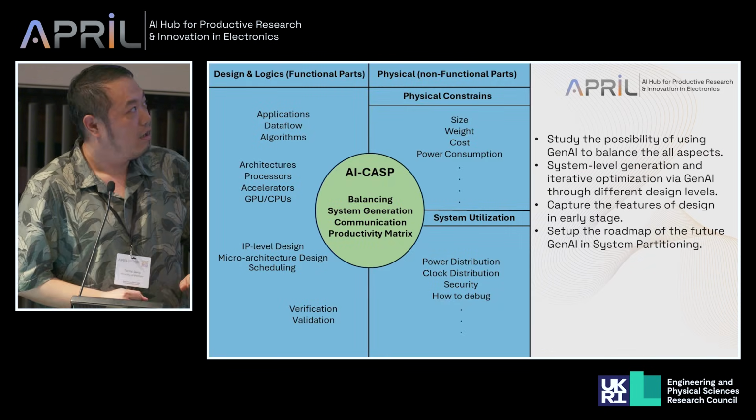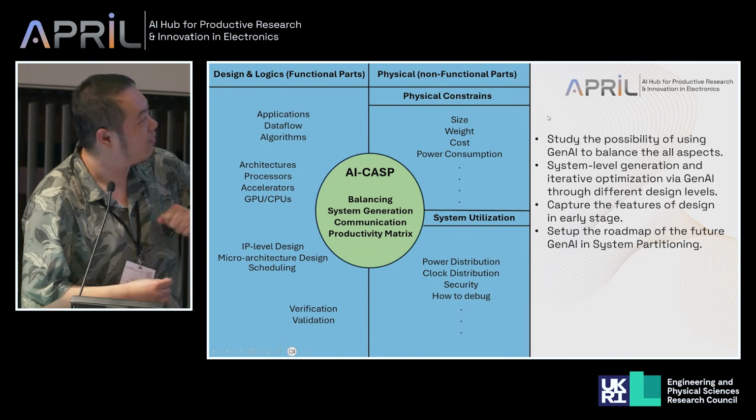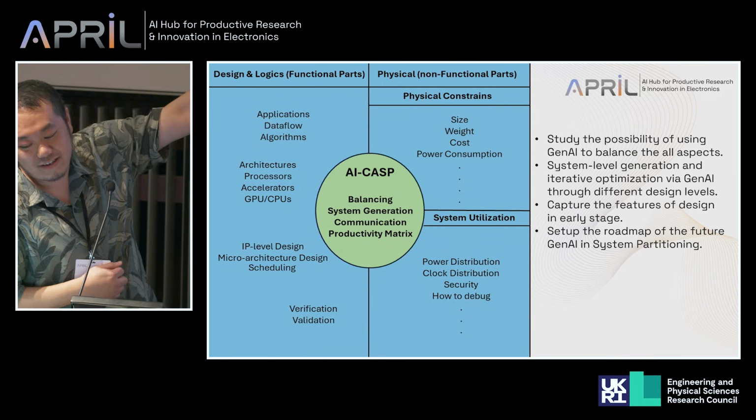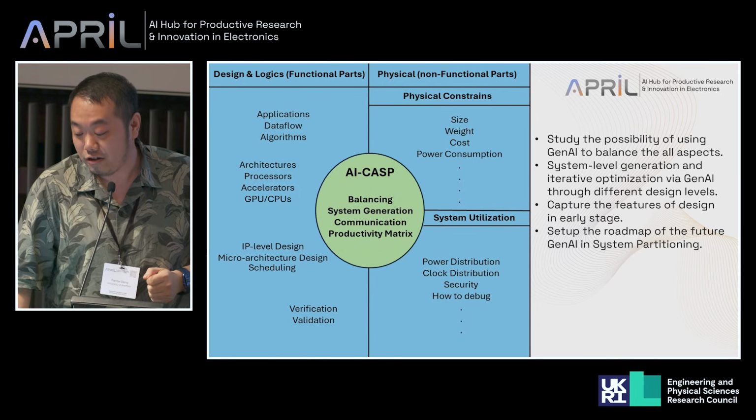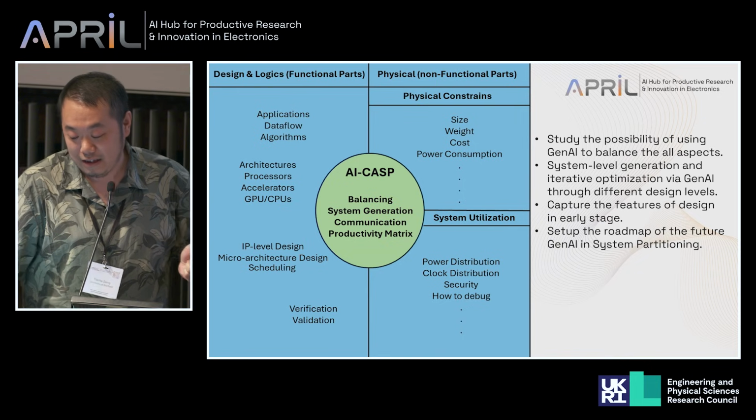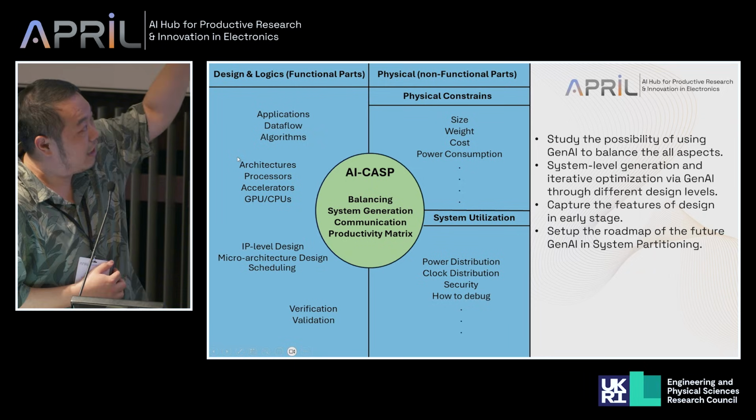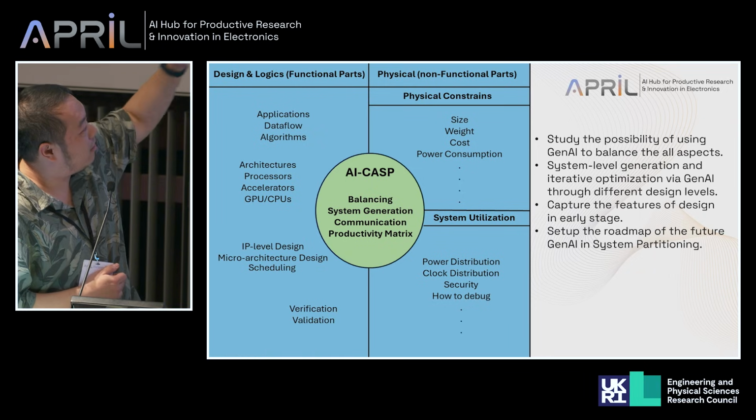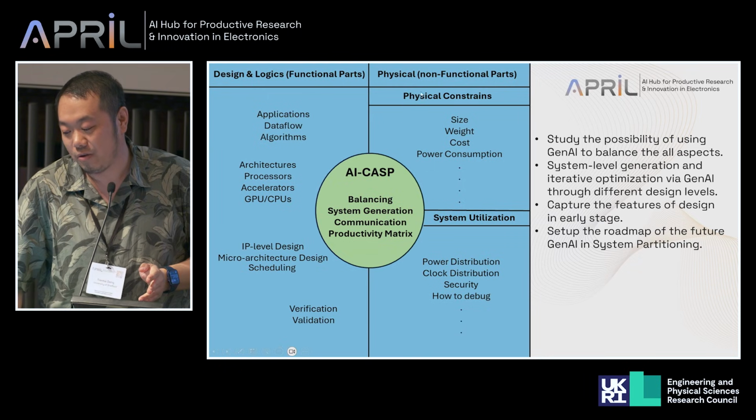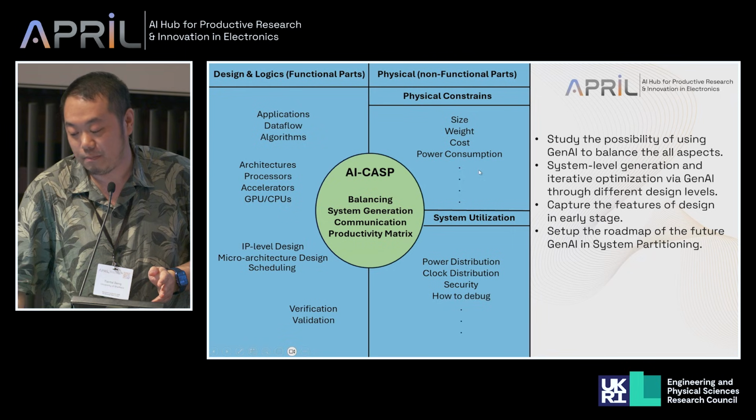So, forgive me for the ugly diagram. We have a prettier one, but didn't update on time. On the left-hand side is our design and logics, basically the functional parts. We have our applications, data flow, algorithms, and so on. It is divided into different layers. At the top is the application, then the architecture, IP level, verification, validation. And on the right-hand side are the physical, non-functional parts and the physical constraints: size, weight, cost, power consumption.